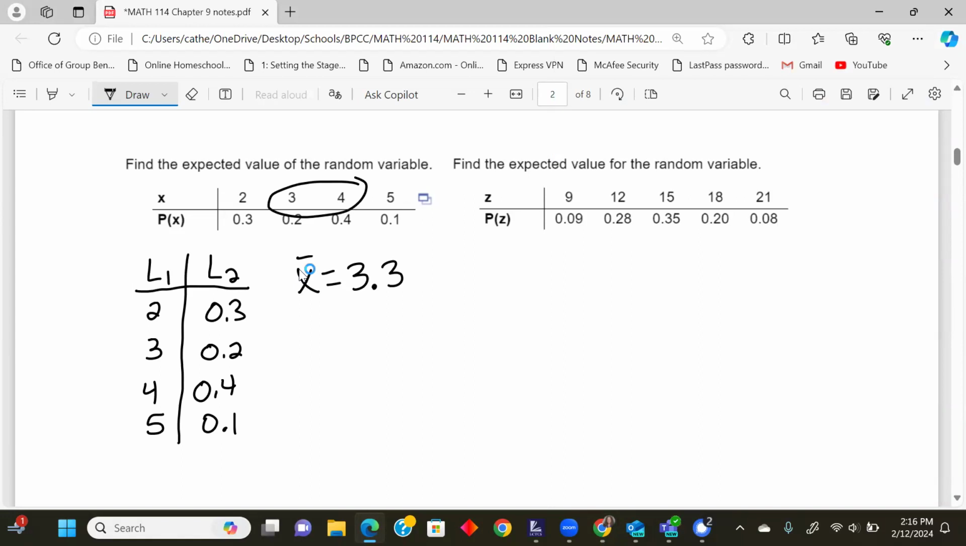And it should be somewhere in the middle. So when we get this, like for the next one here, we have 9 through 21. Our expected value, for the most part, is going to be somewhere in the middle. It'll be between 12 and 18. Okay, it's the average. So let's do this here. L1, L2.